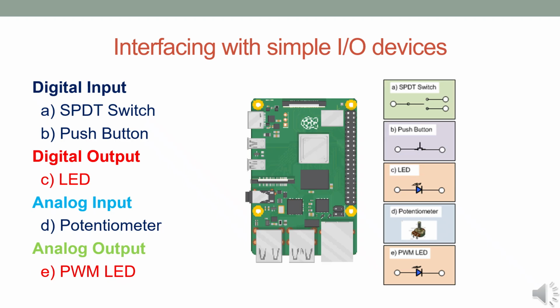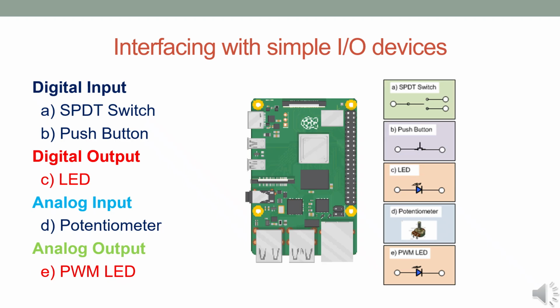Digital outputs allow the Raspberry Pi to control devices that respond to on-off signals. A basic example is an LED, which can be switched on or off by sending a high or low signal from a GPIO pin. In GPIO0, the LED class provides simple methods such as dot on and dot off to control it. This makes tasks like blinking an LED or indicating system status extremely easy to implement.